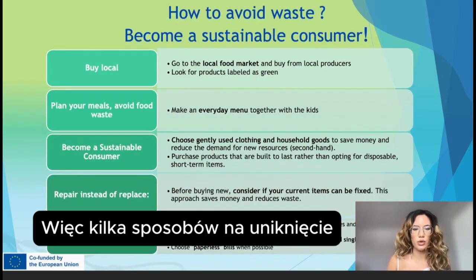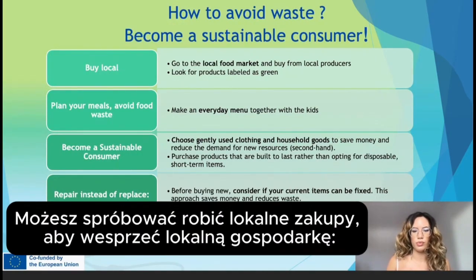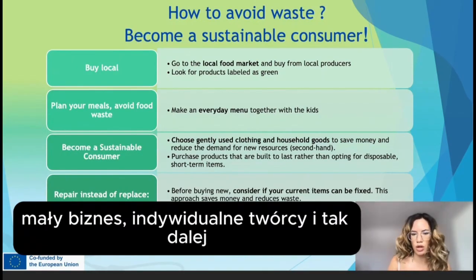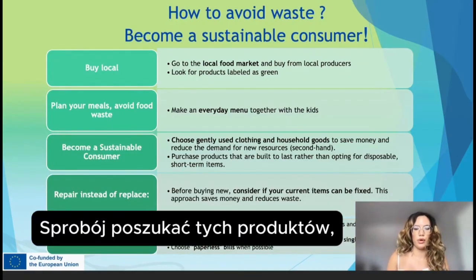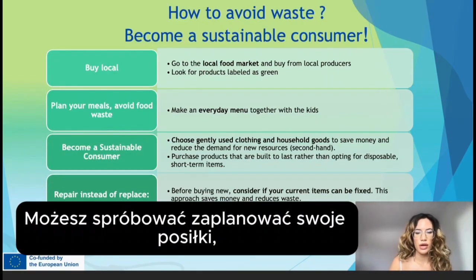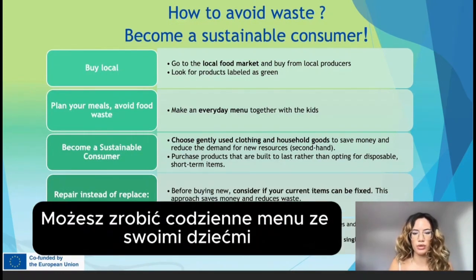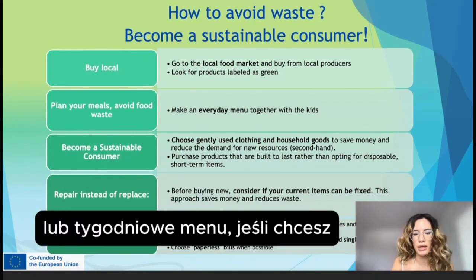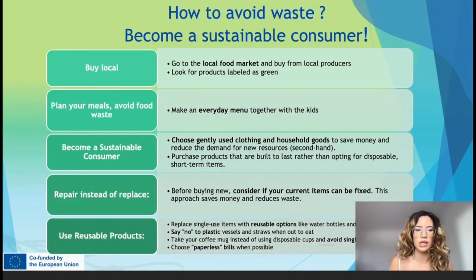So some ways that you can avoid some waste and become a more sustainable consumer. You can try to shop local, so to support local economy, small business people, creators, and so on, food markets, to try to look for these products that are made in the community first. Then you can try to plan your meals and avoid some food waste. You can make an everyday menu with your kids, or a week menu if you would like, and then you would make your grocery list according to this.